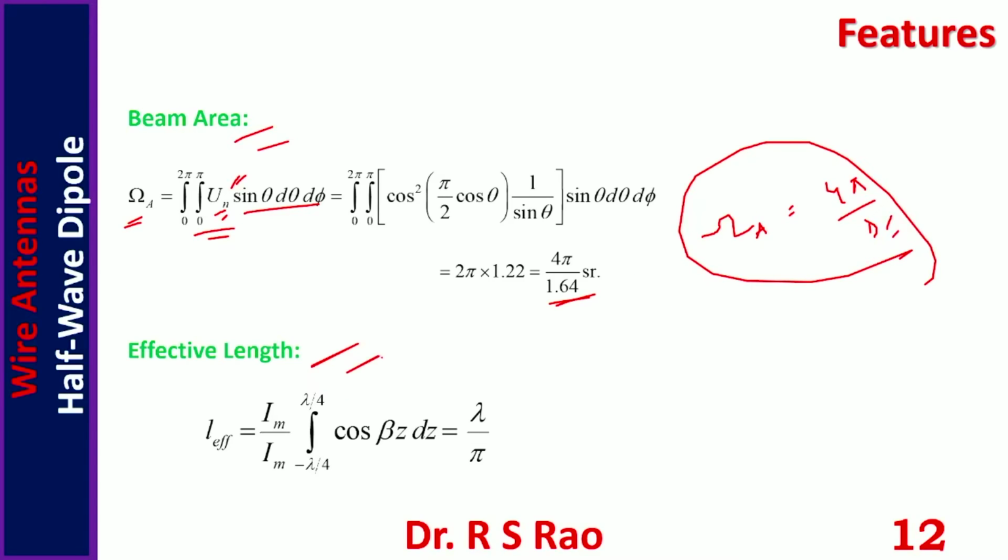Effective length can be determined. Effective length is 1 over Im, integration over the length of I dl. Here I is Im cos beta z, dz. Length spans from minus lambda by 4 to lambda by 4. Performing this integration gives the effective length of a half wave dipole as lambda by pi.